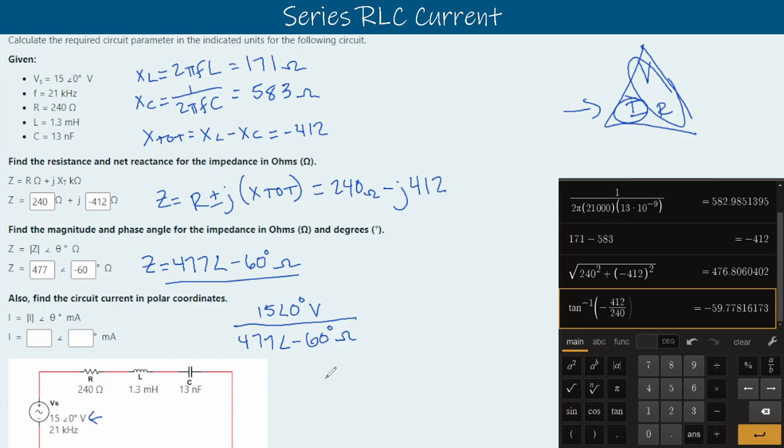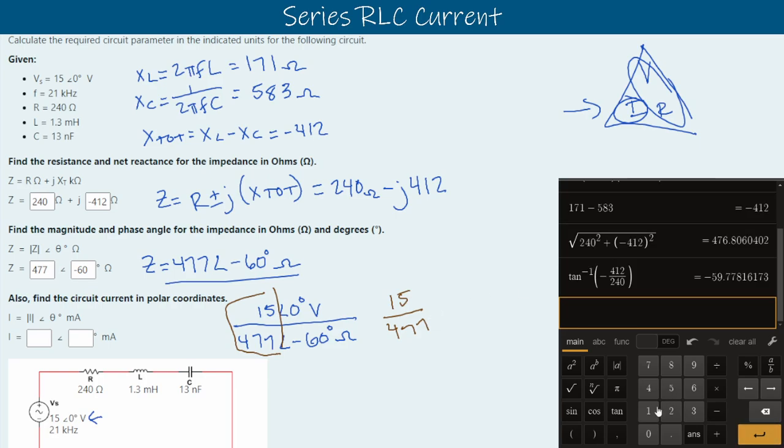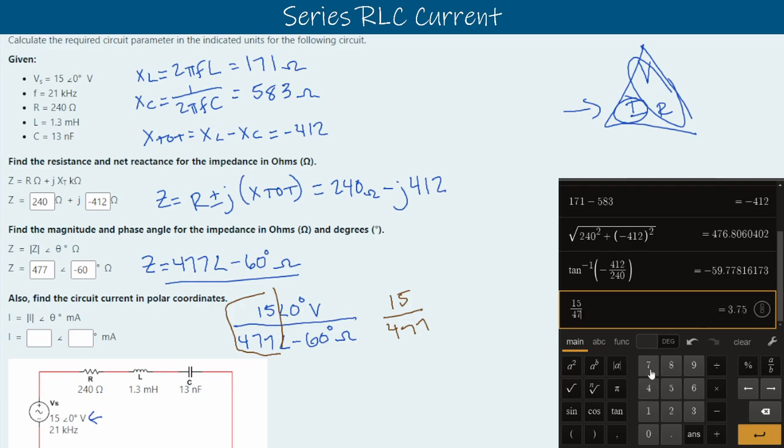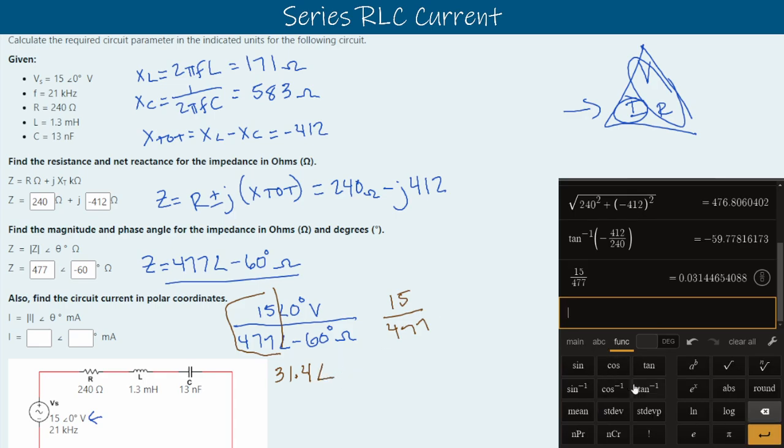We're going to evaluate the first two numbers, 15 and 477, together, and then we'll deal with the angles afterwards. So we'll just divide these two here. 15 divided by 477 gives us a really small current. We want it in milliamps, so we'll move that into milliamps. We'll say 31.44, so 31.4.